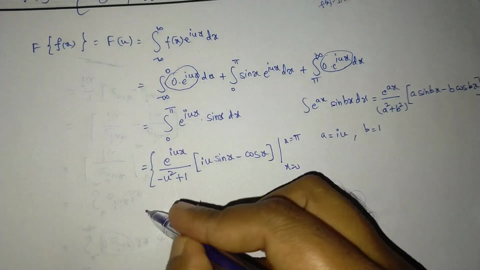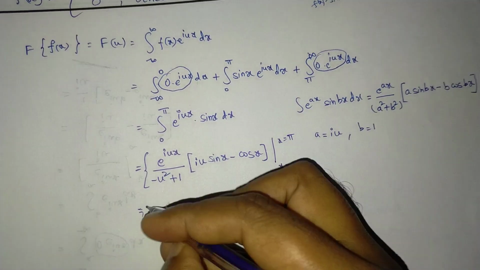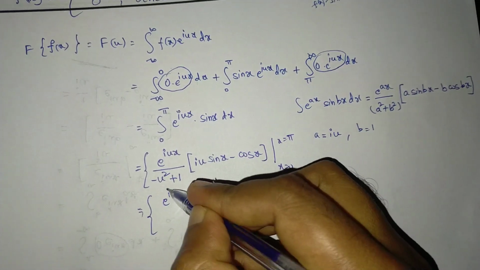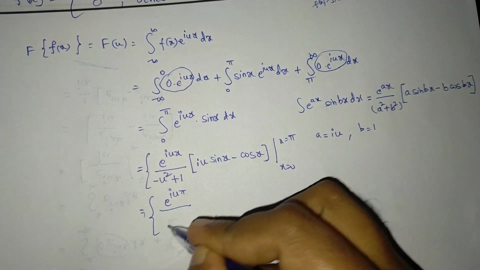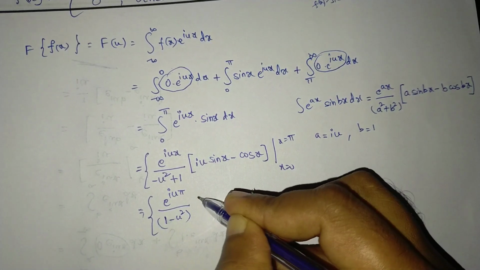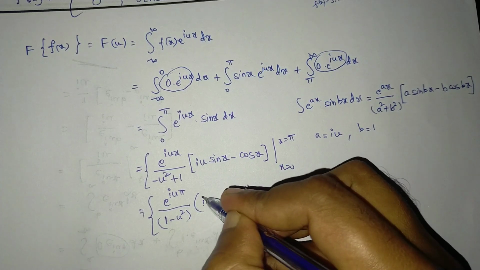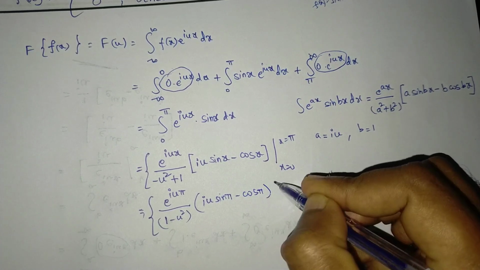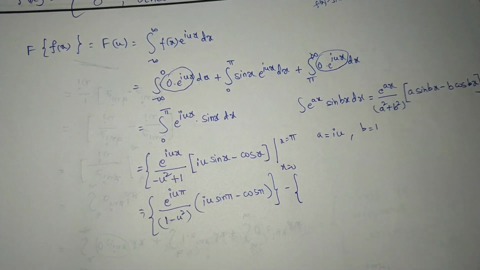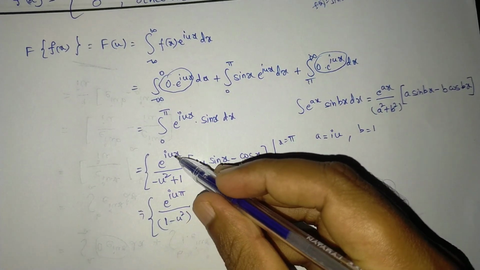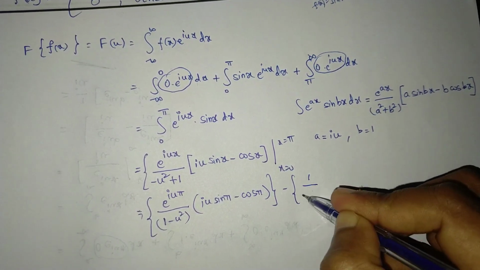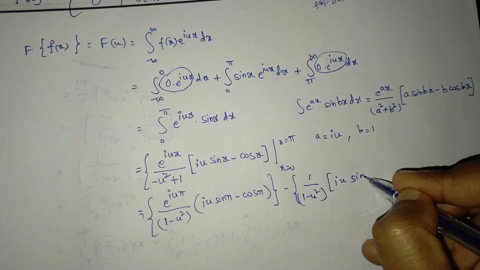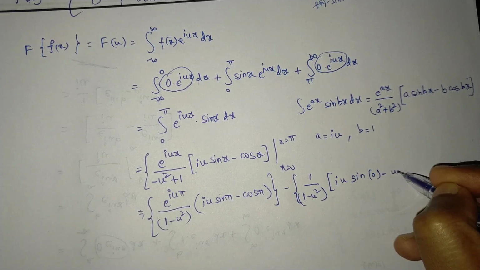Now let us calculate upper limit minus lower limit. Let me calculate the upper limit. Put x equals pi. So e power i u pi divided by 1 minus u square, into i u into sin pi minus cos pi. This is the upper limit minus lower limit. Substitute x equal to 0 now. e power i u into 0 is e power 0, which is 1, divided by 1 minus u square, into i u into sin 0 minus cos 0.